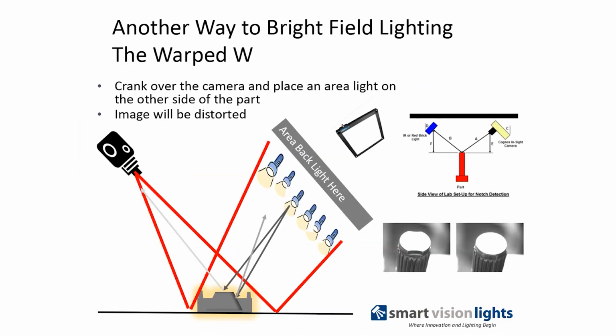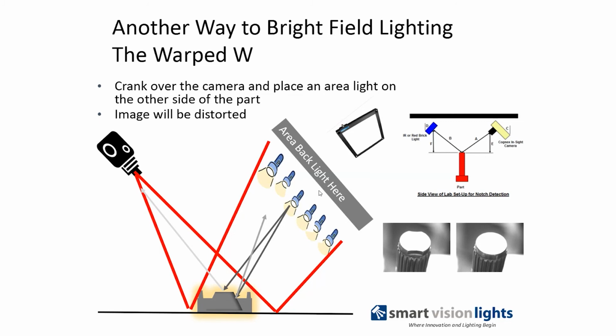The other way to look at this is what we call the warp W, because in some cases in machine vision, it's not always possible to have the camera perfectly vertical over the surface, or it may not be possible to have the lighting right around the camera. So it's very common to have cameras at oblique angles to the surface you're inspecting in machine vision, because that's where they fit.